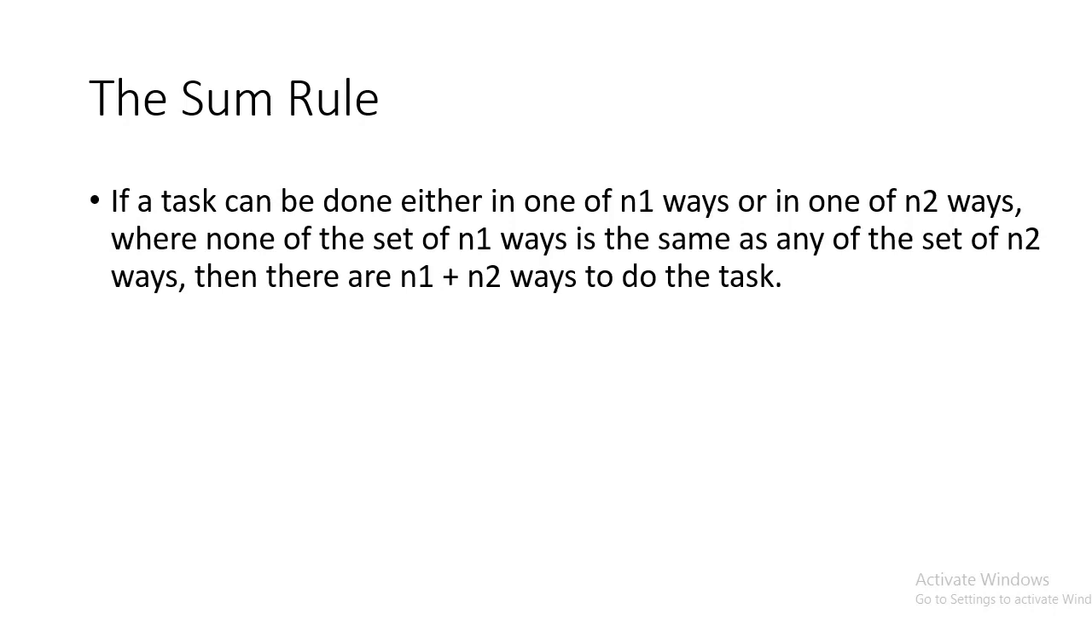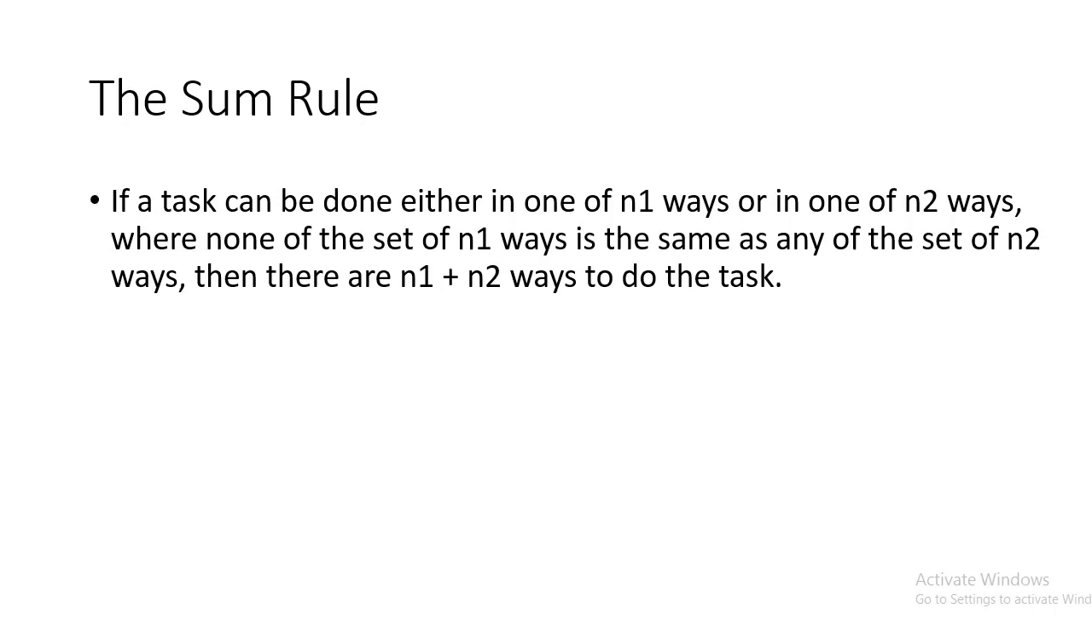Next, another rule is the sum rule. If a task can be done either in one of n1 ways or in one of n2 ways, where none of the set of n1 ways is the same as any of the set of n2 ways, then there are n1 plus n2 ways to do the task. This is our sum rule. In the previous slide we have seen the product rule. Now this is our sum rule.